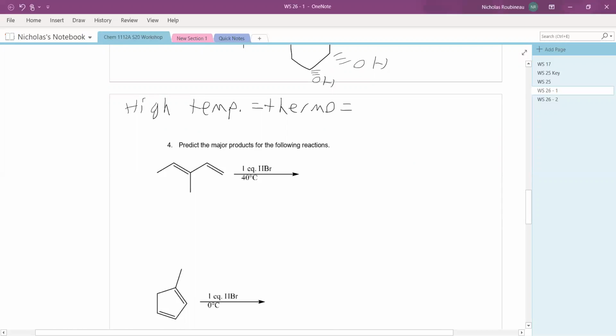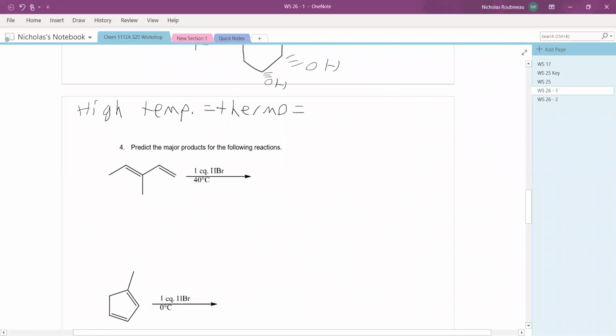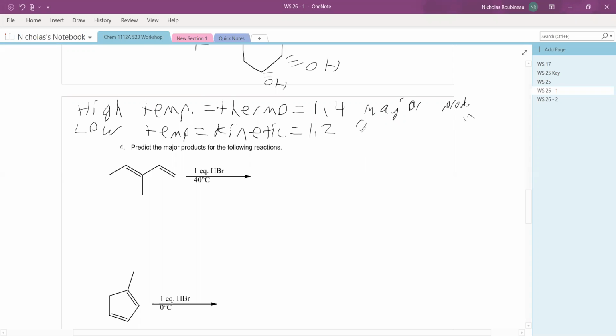1,4 is more likely. I don't want to go over the reaction coordinate diagram idea, but you can just remember that high temperature means thermodynamic control, which means 1,4 is probably going to be the major product. And then by default, low temperature is kinetic control. This means 1,2 is the major product.